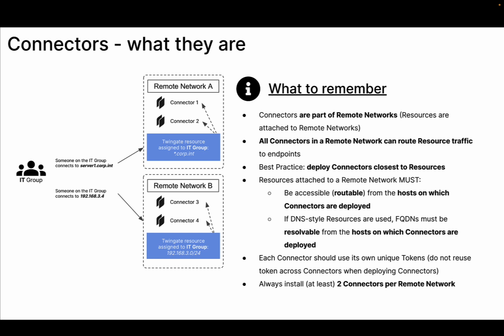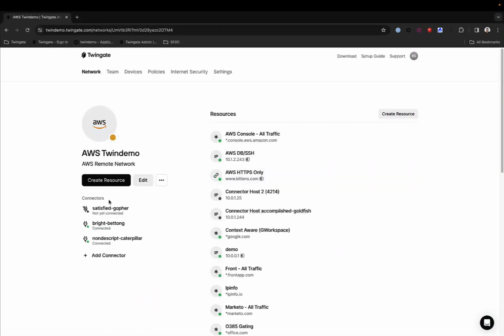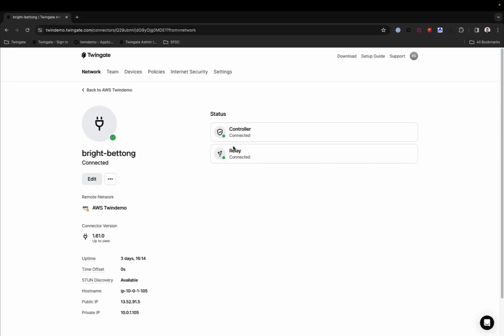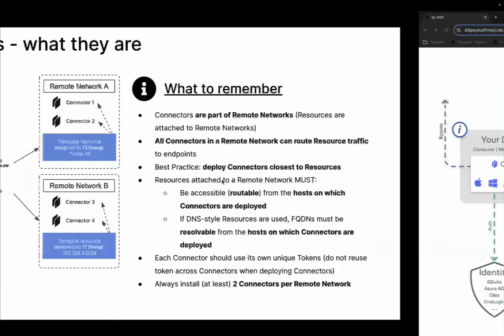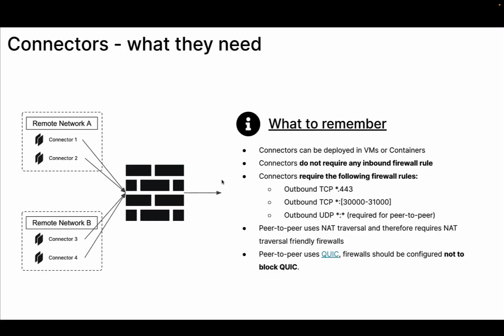Now, when you deploy connectors, before they come online, right? So before in the admin console, you start seeing them as green, right? They report a controller and relay connection status here that is connected, which is great. You have to fulfill some prerequisites. So in TwinGate, there is no requirement to ever open an inbound port anywhere because we consider that a huge security risk. So you'll never have to open any port to the internet.